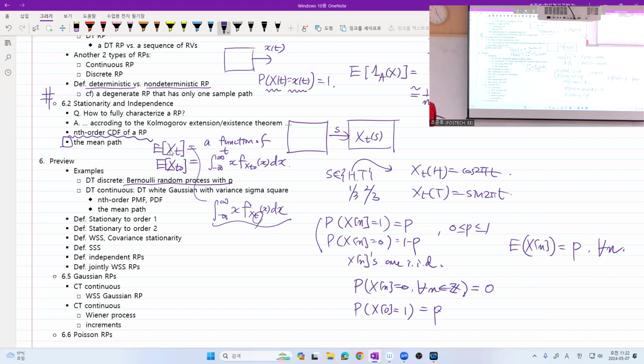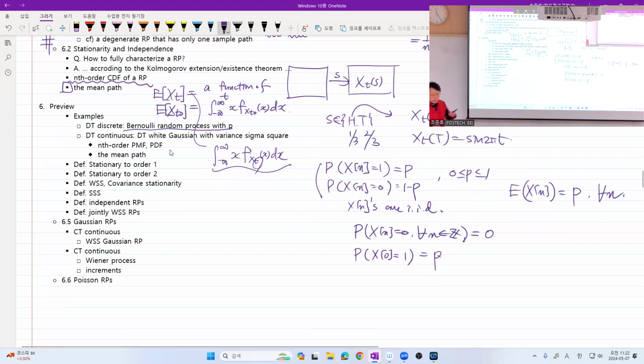However, never forget the fact that the mean path may be drastically different from sample paths. Okay, here goes the preview. We've already covered the Bernoulli random process with parameter p, which is a very special discrete time, discrete random process. And we are going to see a discrete time, continuous random process. We also talk about stationarity to order 1, 2, order n, strict sense stationarity, wide sense stationarity, and covariance stationarity.